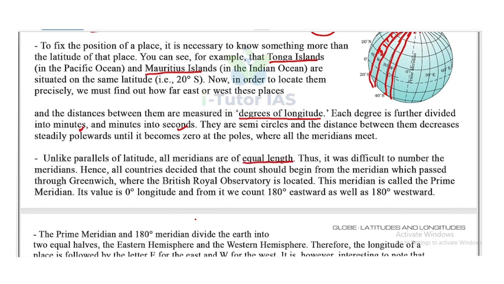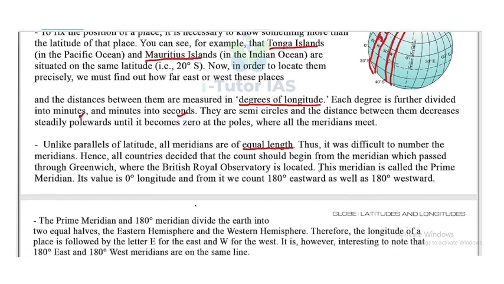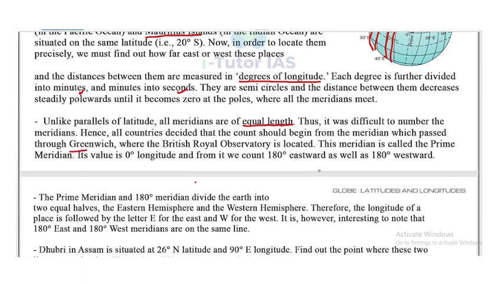They are equal length. Thus it was difficult to number the meridians. Hence, all countries decided that the count should begin from the meridian which passes through Greenwich, where the British Royal Observatory is located. This meridian is called the prime meridian, and its value is 0 degree longitude. From it we count 180 degree eastward as well as 180 degree westward.